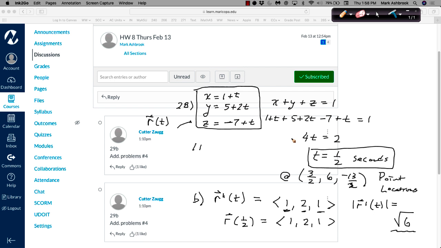Please. Where are you getting our 1, 2, 1 from? So this is like the position function, and you could think of it as r of t. We could rewrite that as 1 plus t, 5 plus 2t, negative 7 plus t as a vector function. So what is then the velocity function? It's the derivative of that. You see it now? You're taking the derivative of each function. Yeah, that's how we get r prime of t. You take the derivative of each individual component.